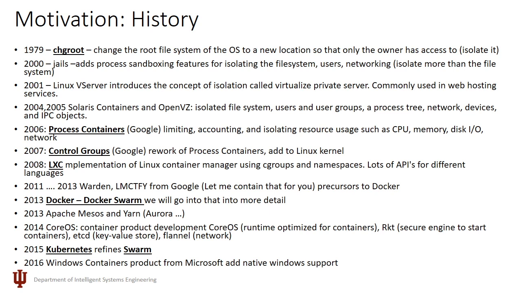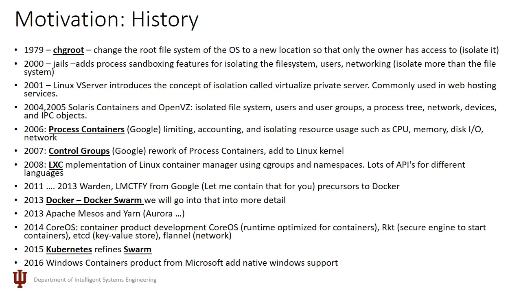CoreOS is actually a company that introduced some very important services, such as, for example, the runtime for containers or container engine called Rocket, which allows you to start services or containers securely. etcd, which is a key-value store, and Flannel, which is a network. Together, these services allowed us to create containerized environments.